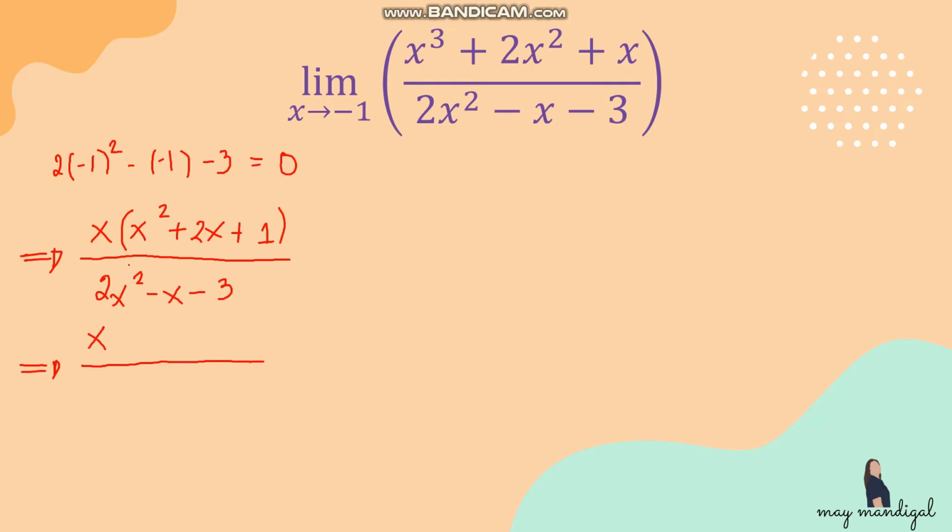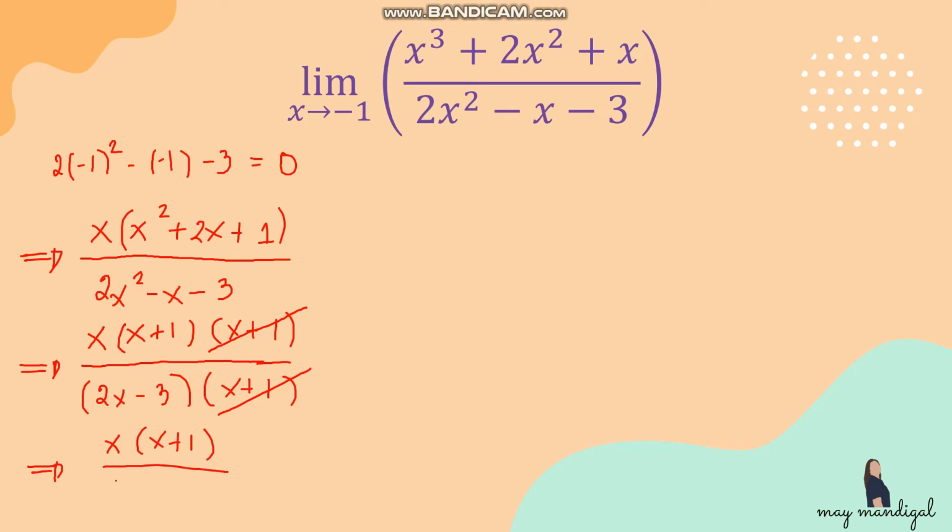Aside from factoring out the common monomial factor, we can still factor the trinomials here. So let's factor x squared plus 2x plus 1. That will be x plus 1 times x plus 1. Then let's do the same thing for the denominator. The factors of this trinomial will be 2x minus 3 times x plus 1. Now after factoring the numerator and the denominator, you will notice that we can cancel out common factors, which in this case is x plus 1.